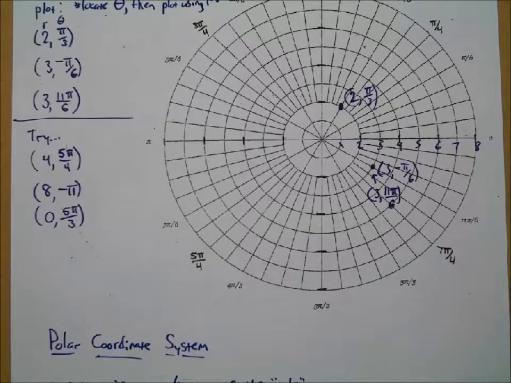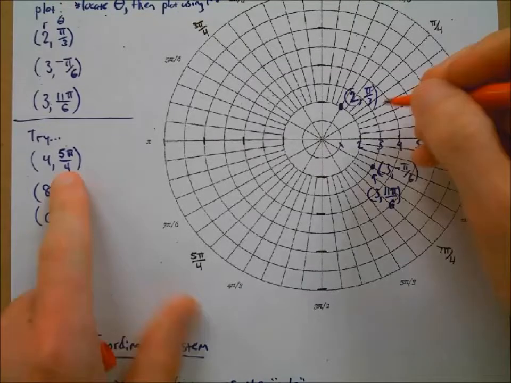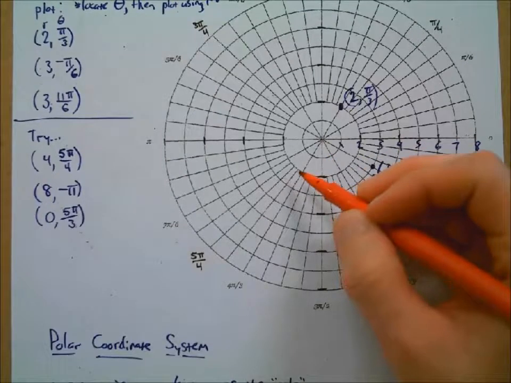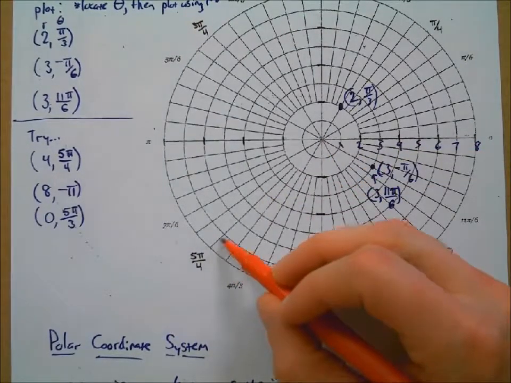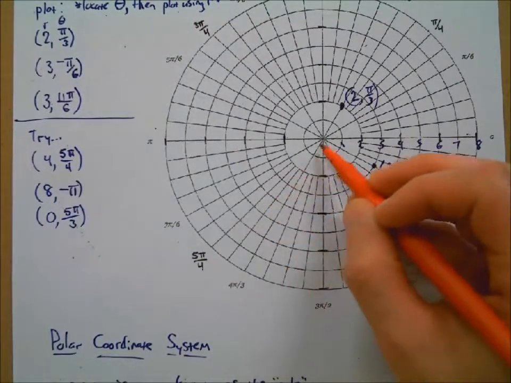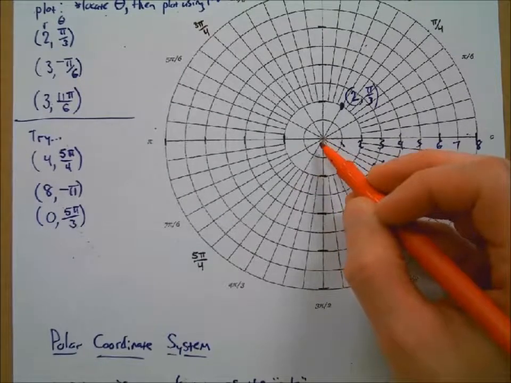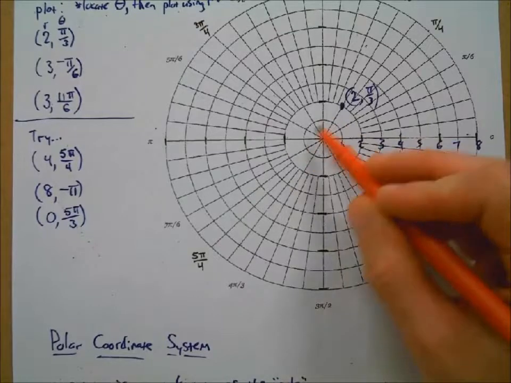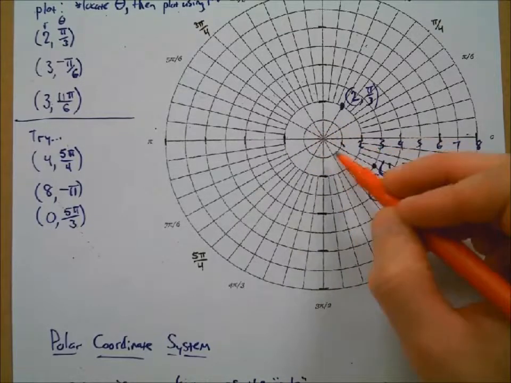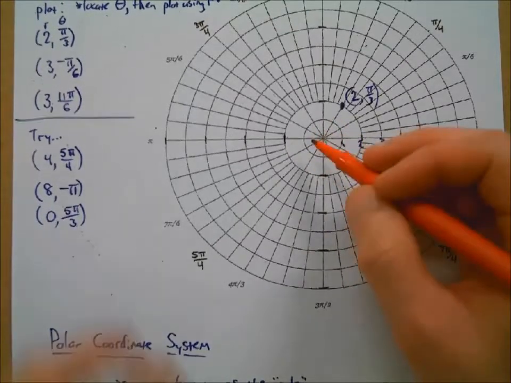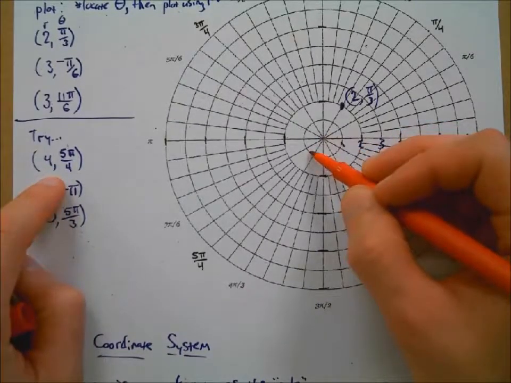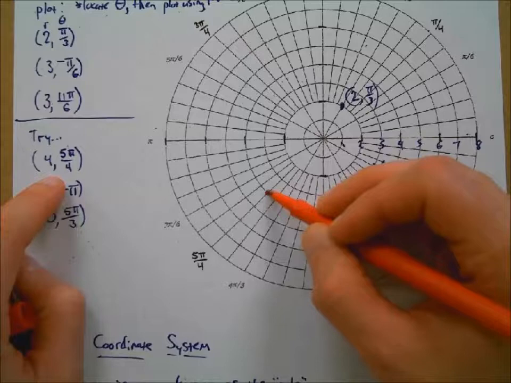All right, so 4, 5 pi over 4. Let's locate 5 pi over 4. There it is right there. We'll go 4 in that direction. Now be careful here. You'll see that the ray for 5 pi over 4 doesn't go all the way to the pole. It's not for any special reason, other than if we drew all of these lines into the pole, it would be too concentrated and really messy. So they just don't graph them. But still, if we're going to go 5 pi over 4, you want to count that ring. So that's 1, 2, 3, 4. There would be your point right there.